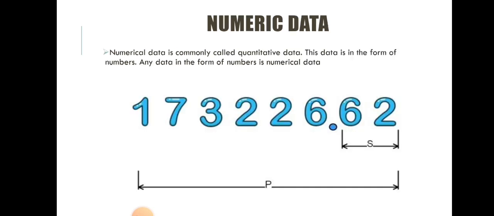Images. Images in a computer system are represented as matrices of pixel values. Numeric data. Numeric data is commonly used quantitative data. This data is in the form of numbers. Any data in the form of numbers is numerical data.